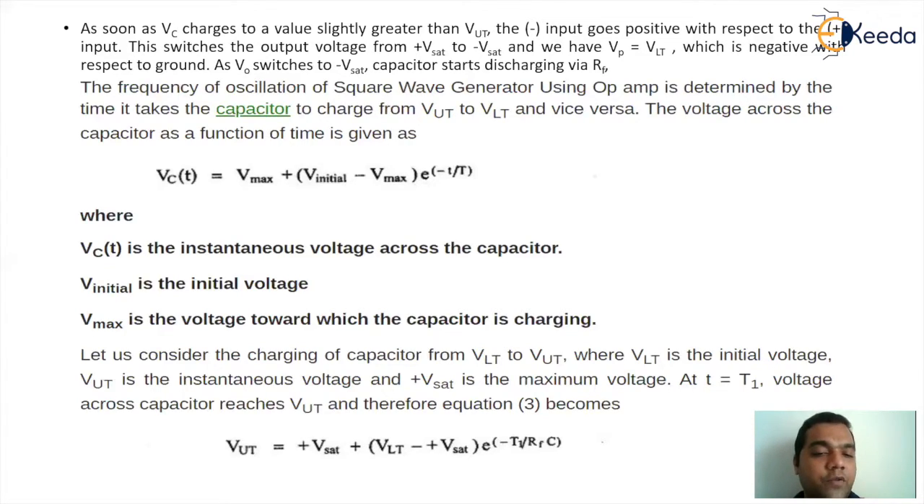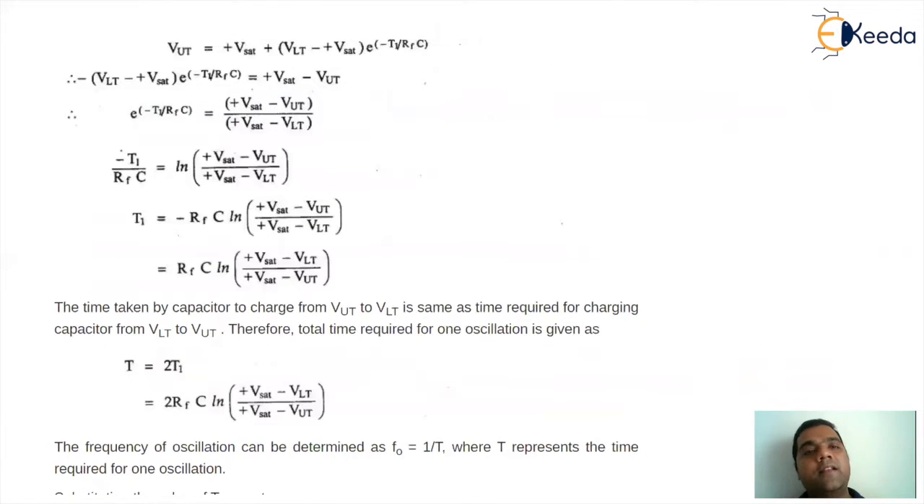So the value is VUT = +Vsat + VLT - (+Vsat) e^(-t1/(Rf C)), where Rf into C is basically the time constant for the capacitor charging. So now we can rearrange the equation. On rearranging, you will get e^(-t1/(Rf C)) equal to (+Vsat - upper threshold) divided by (+Vsat - the lower threshold).